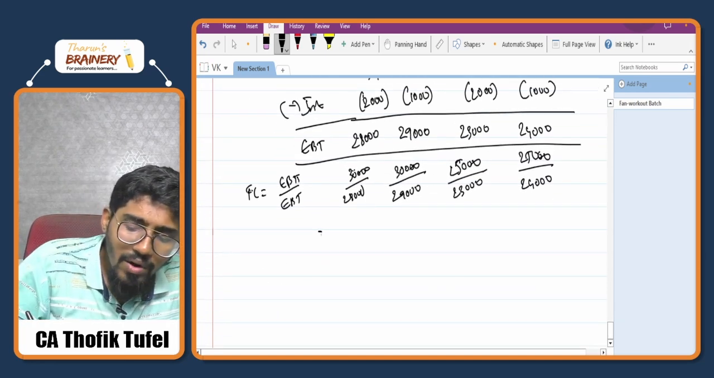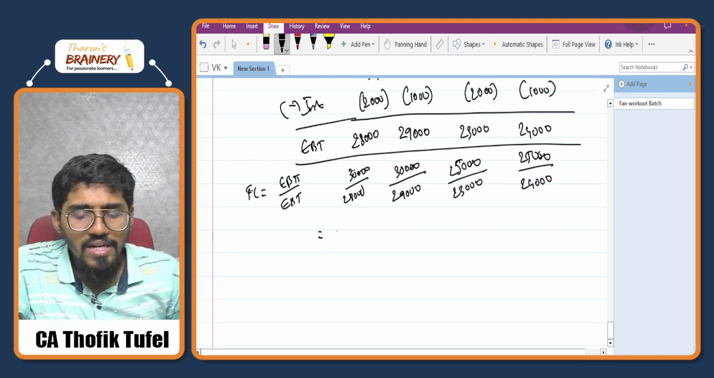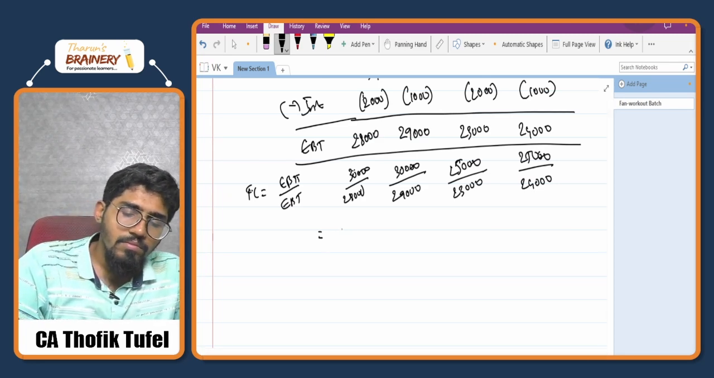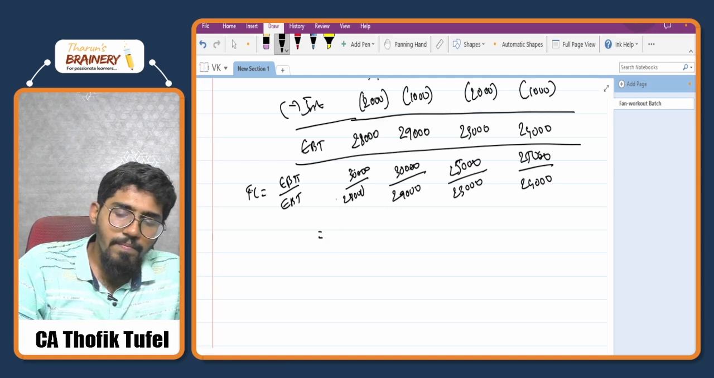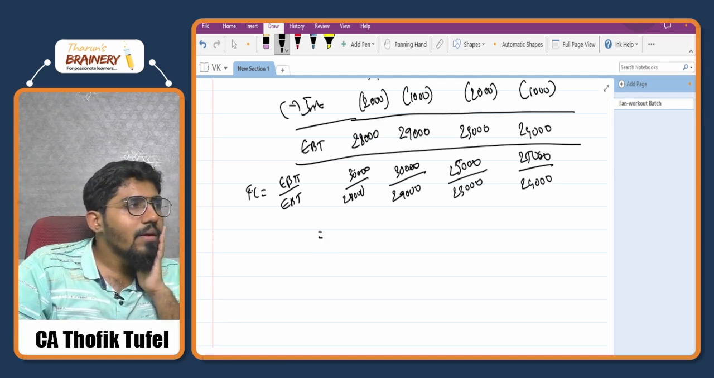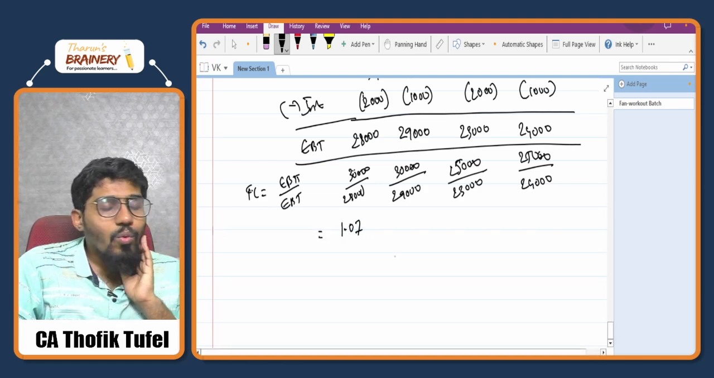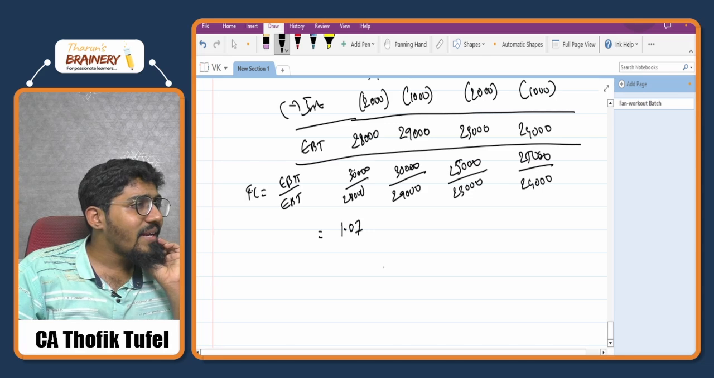Now tell me, what is the financial leverage for situation 1 plan A? 30,000 divided by 28,000. 1.07. And what is 30,000 divided by 29,000?